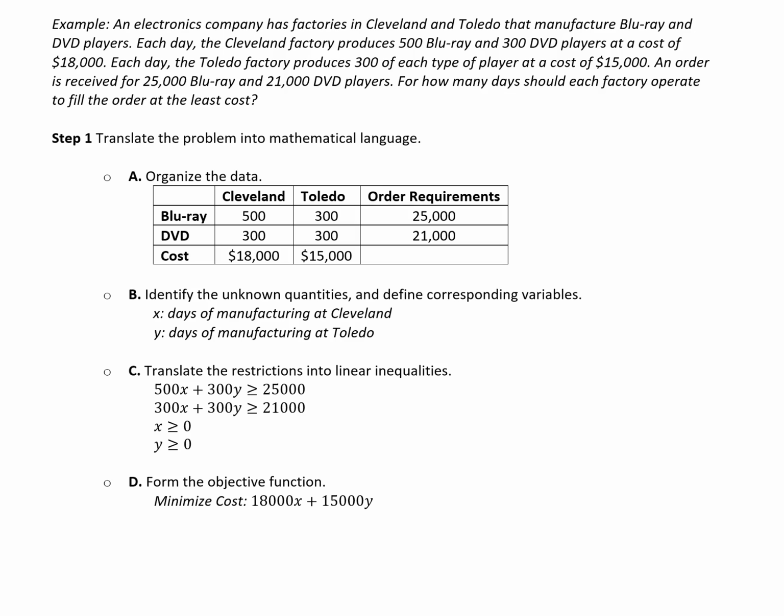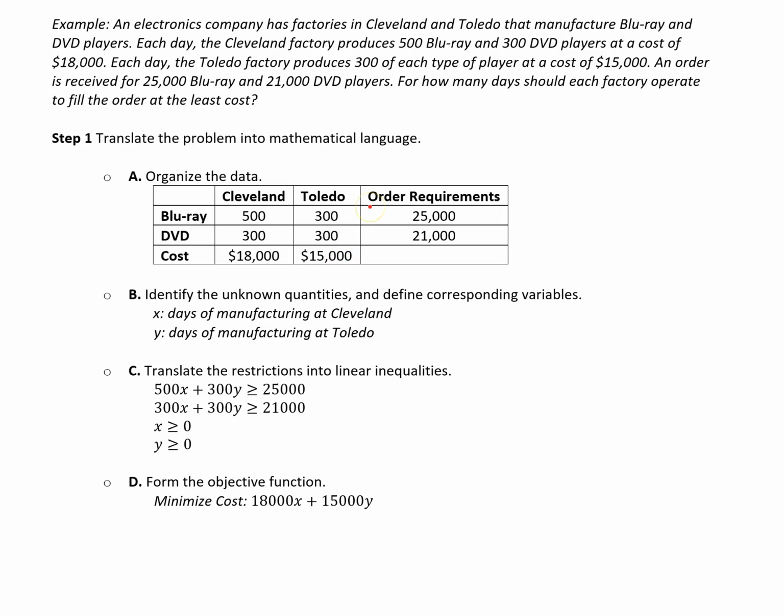In this problem, I chose to put Blu-ray, DVD, and cost, and across the top, Cleveland, Toledo, and the order requirements. So we know Cleveland can manufacture 500 Blu-ray and 300 DVD for a cost of $18,000 a day, while Toledo in a day can manufacture 300 Blu-ray, 300 DVD for a cost of $15,000.